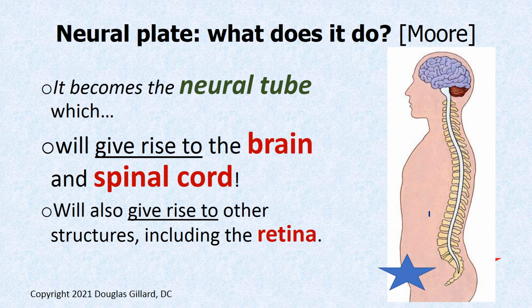All right, so what does the neural plate do? We've already said this. It creates a neural tube. The neural tube gives rise to the brain and spinal cord. Brain and spinal cord are the CNS, so the question could be asked a couple different ways. But the neural plate will morph into the CNS, right? Or it could morph into the brain and spinal cord, however you want to say.